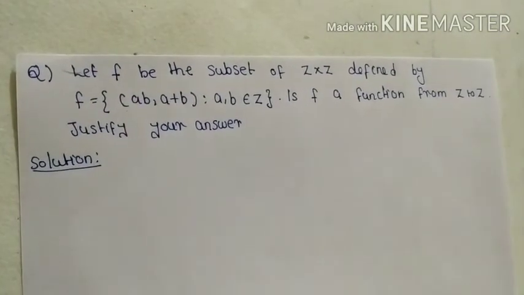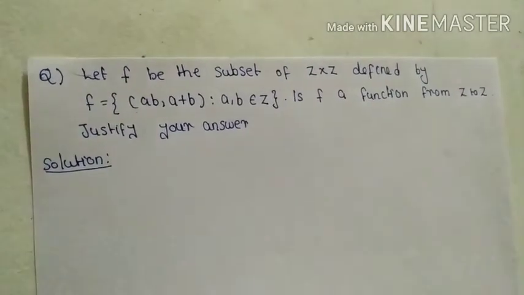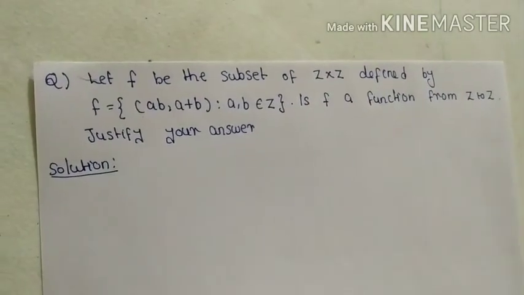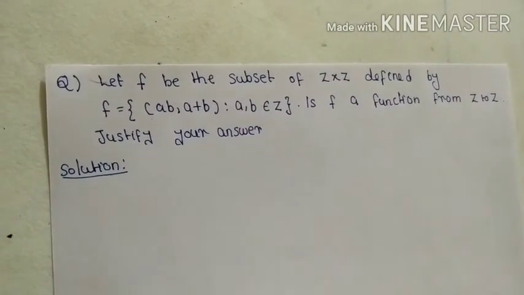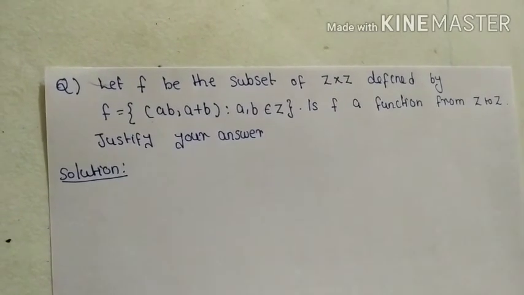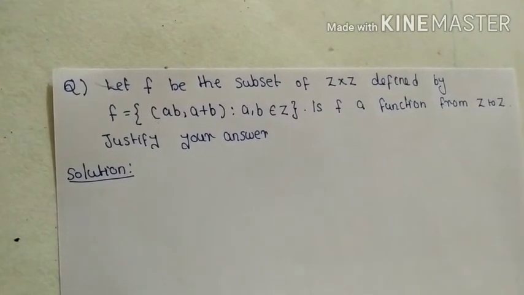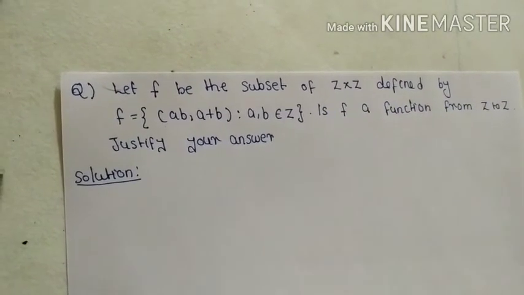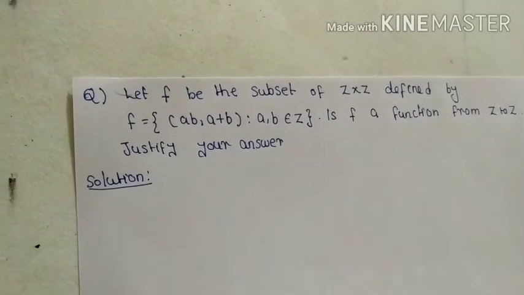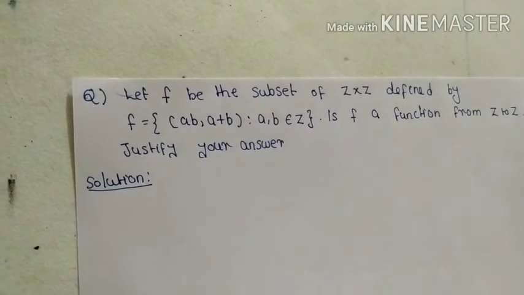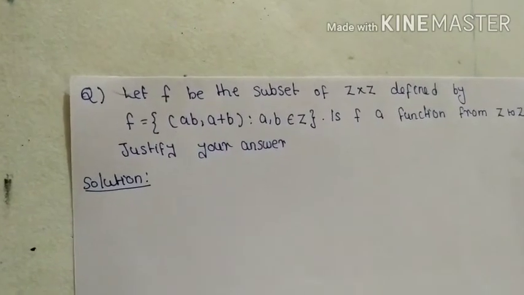This is our last question. Let F be a subset of the Cartesian product Z cross Z defined by F is equal to the set of all ordered pairs (ab, a plus b) such that a, b is an element of Z. We know that Z is the set of all integers, right? Is F a function from Z to Z? We need to justify our answer too. In this question, we need to check whether the given relation is a function or not. Okay, so let's start the solution.